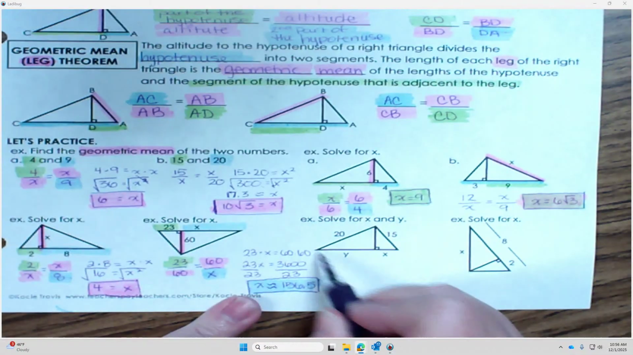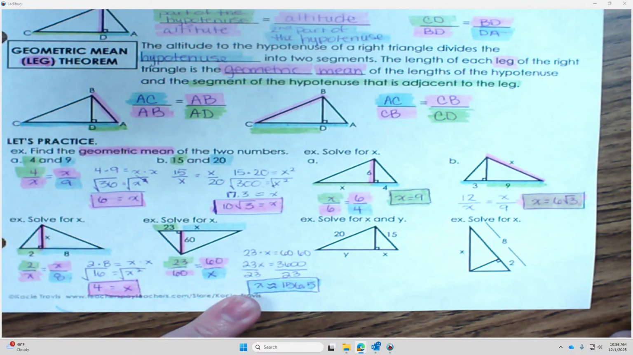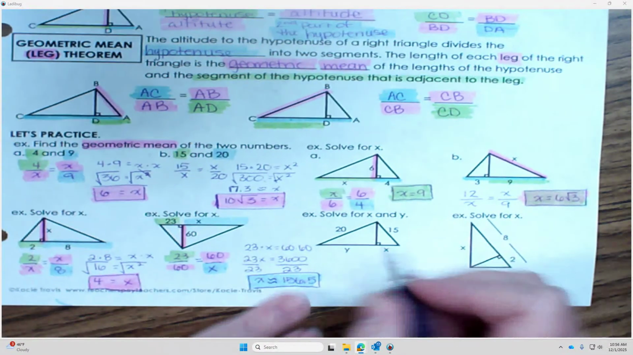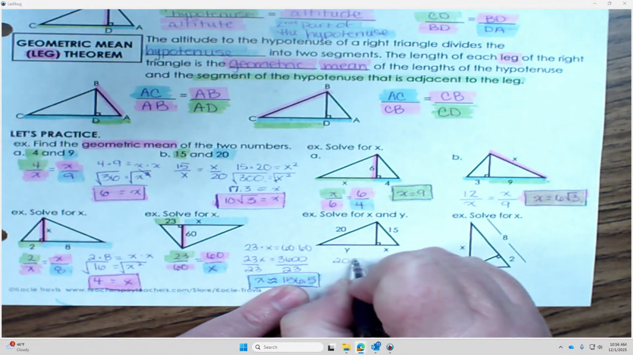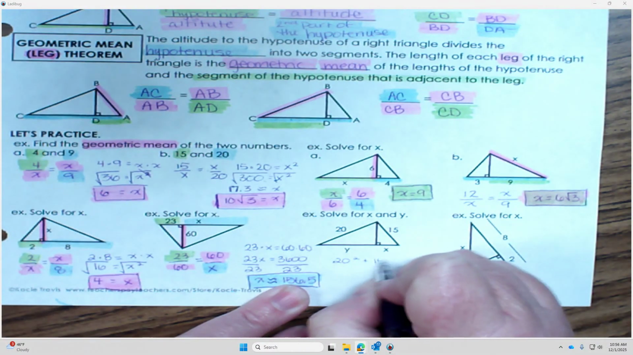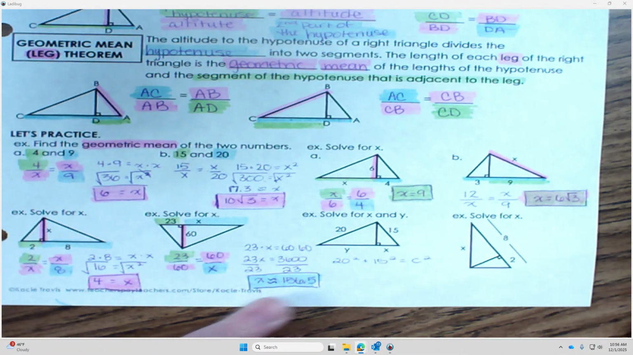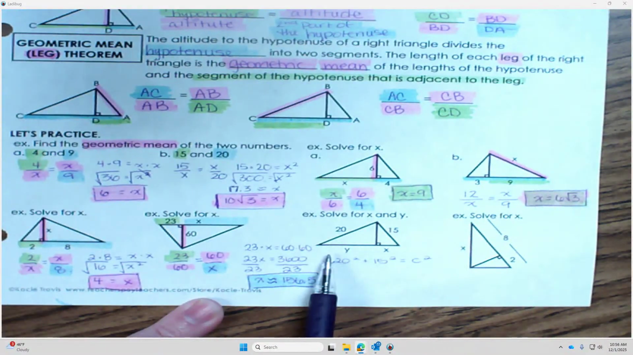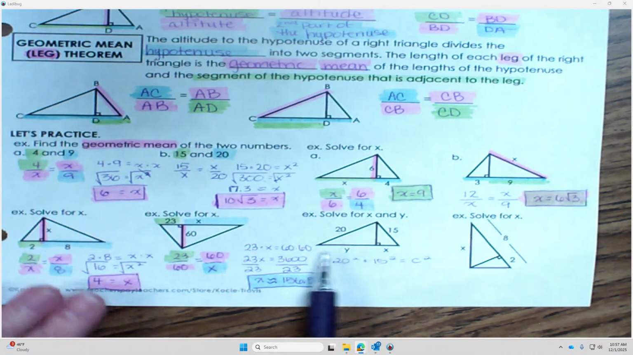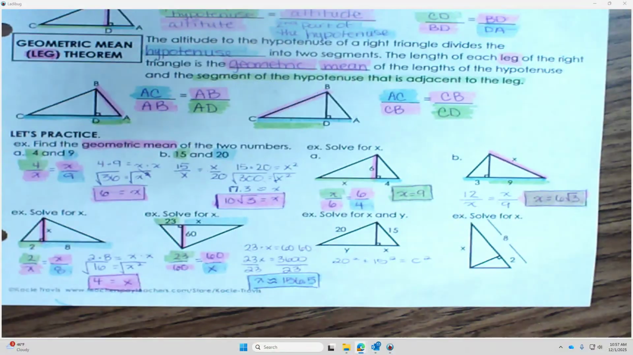So we need to do a squared plus b squared equals c squared, which is the Pythagorean theorem. So I'm going to say 20 squared plus 15 squared is equal to c squared. Even though they didn't ask me to solve for c, I need the hypotenuse to use my geometric mean leg theorem. So even though they didn't tell me to solve for the whole thing, I have to do so in order to get to the other information.